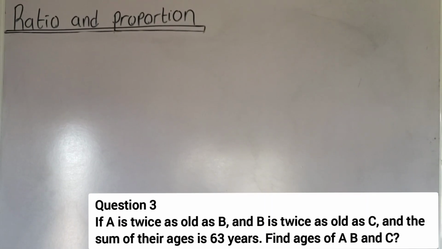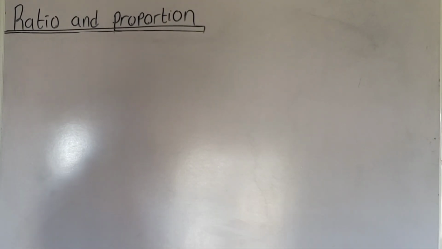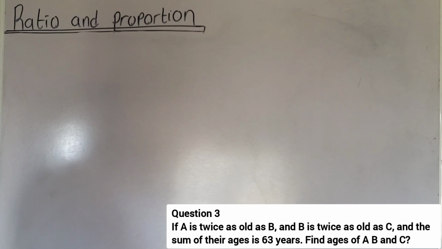If A is twice as old as B and B is twice as old as C and the sum of their ages is 63 years, find the ages of A, B and C. This is a word problem, a pure word problem. Let us start by writing out the information that we are given in the question. We are given that A is twice as old as B.